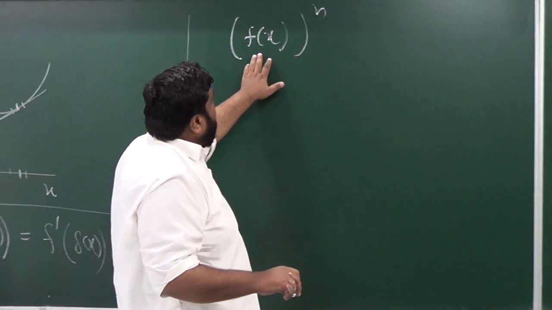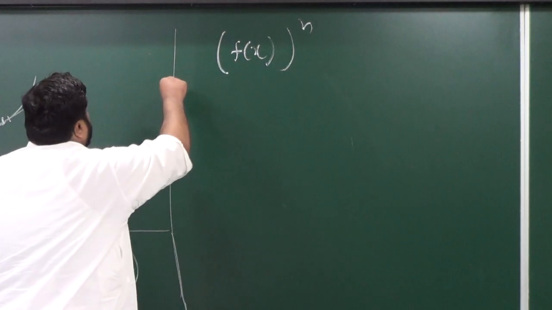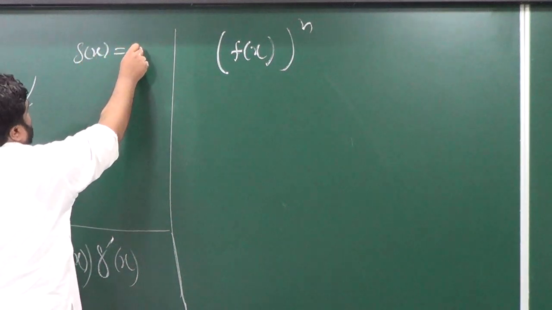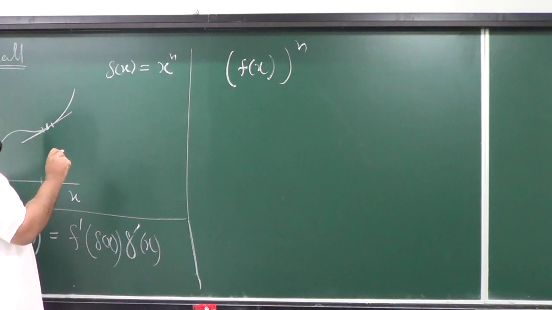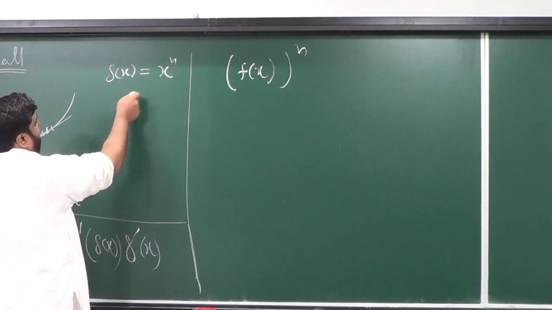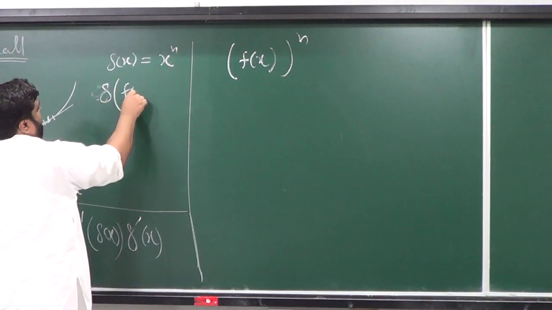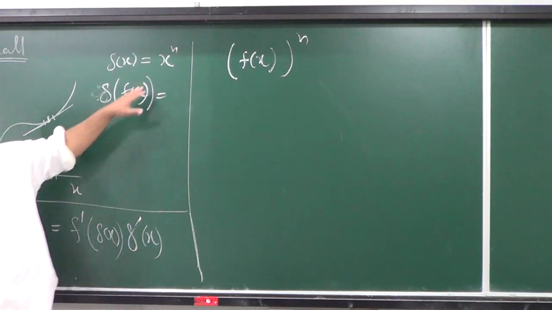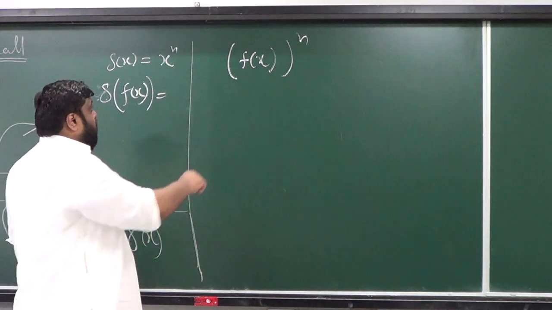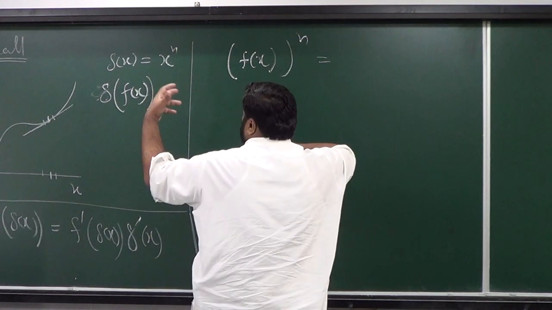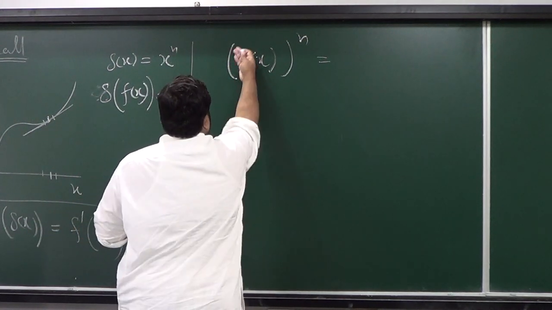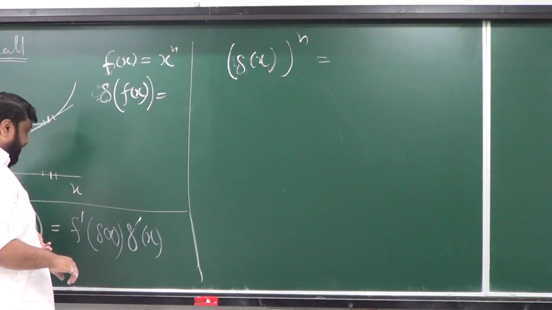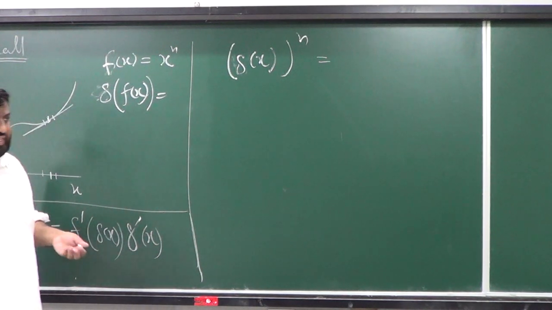So if you have f of x raised to n, then this function can be seen as the composition of two functions. Take a function g of x and a function f of x, and then evaluate g onto f of x, which would give you this expression. So it can be seen as x to the power n composed with f of x. Following this rule, if you wish, I can put a g here and call this f, and then this can be seen as what? Here we have.